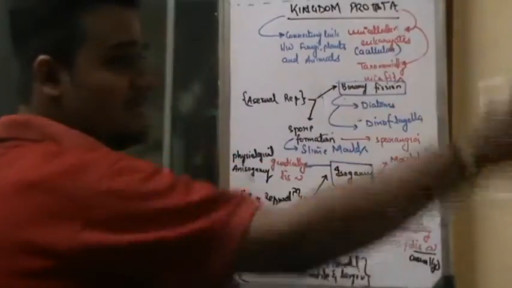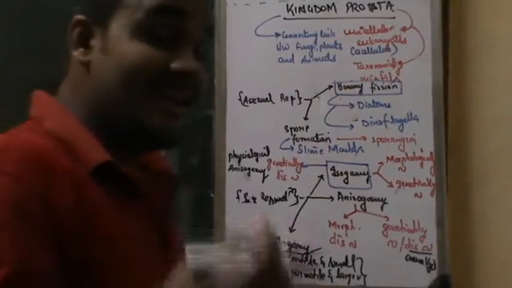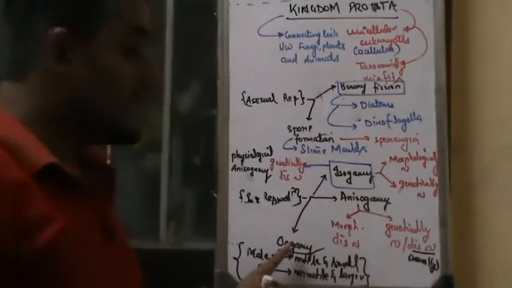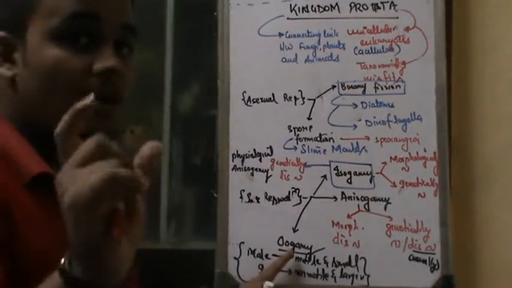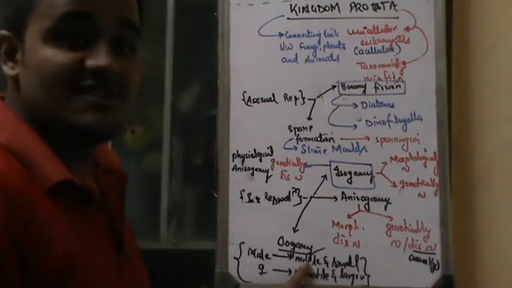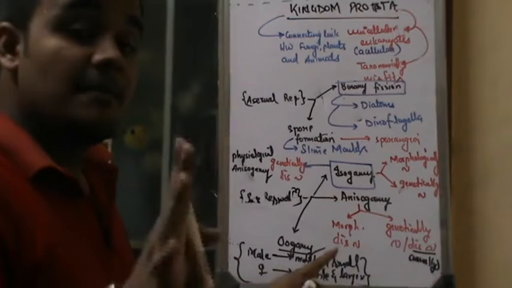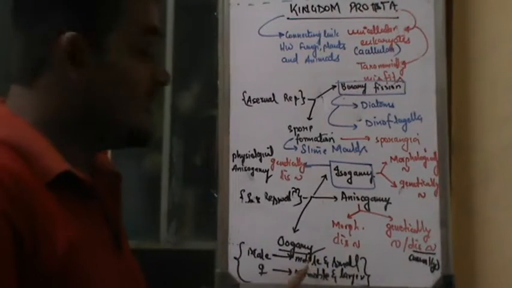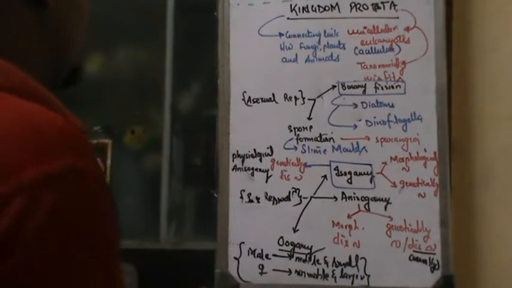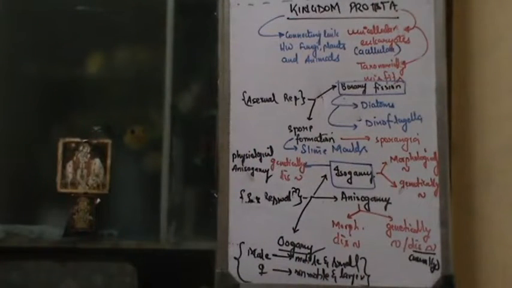I'll be teaching you this when I start Kingdom Plantae, red algae. Other than red algae, in all oogamy the male is motile and small in size. But in red algae, the male is non-motile. That is a very, very important point that you have to remember. So this is the very first thing of Kingdom Protista that you have to remember.